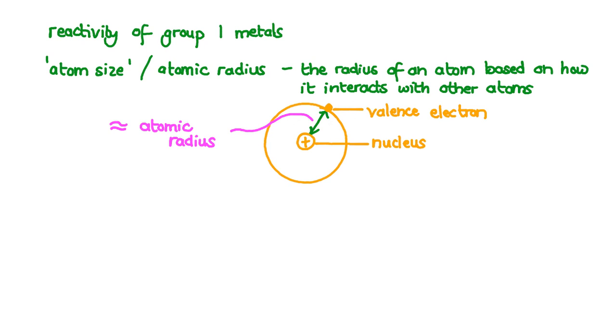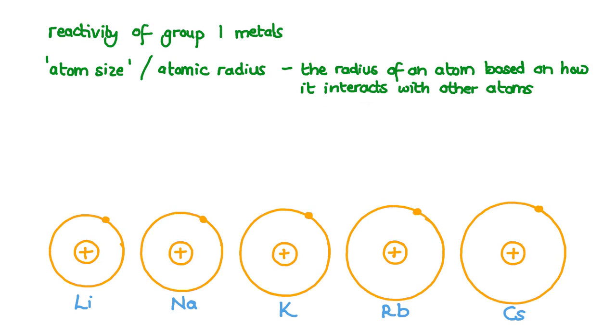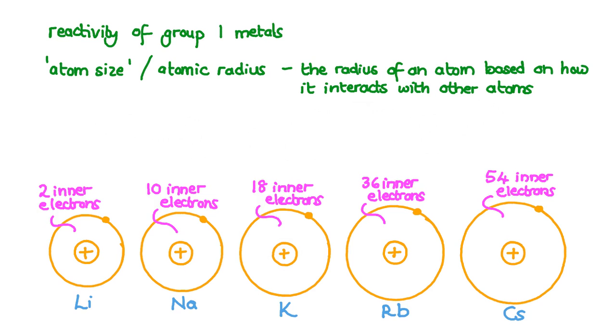The atoms of the group 1 elements all have one valence electron, just like in this diagram. Now let's have a look how reactivity is affected by atomic radius. We'll look at the first 5 metals of the alkali metals. Although all these elements contain one electron in their valence or outer shell, the number of electrons in the inner shells increases down the group, or in this case from left to right. In general, the more inner electrons, the bigger the atom or the larger the atomic radius.